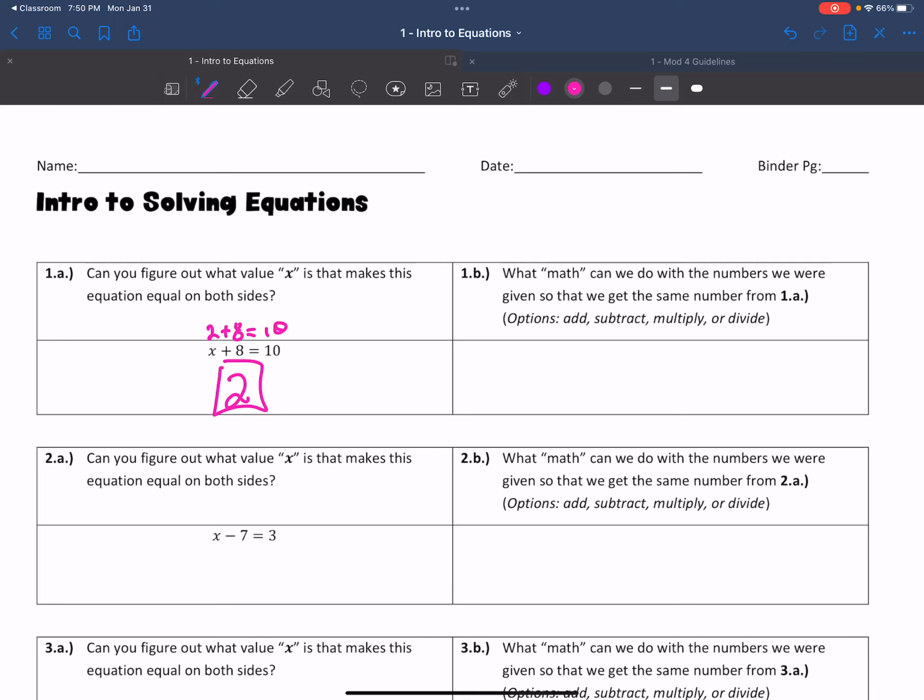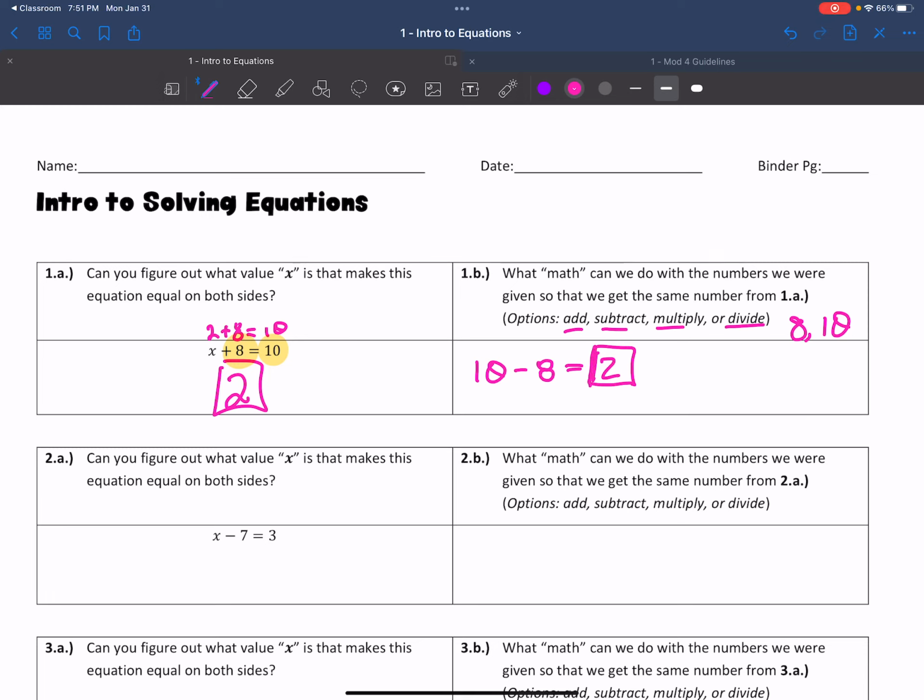Now, when we solve equations, most of the time we won't be able to figure this out right away like how we did here. So what we need to do is figure out what we can use with the numbers we're given to get the right answer, right? We have to figure out the math, and our math options are to add, subtract, multiply, or divide. The numbers here were 8 and 10, the ones that were originally given to us. So what math can we do? Well, we can do 10 minus 8, and that gives us 2, right?